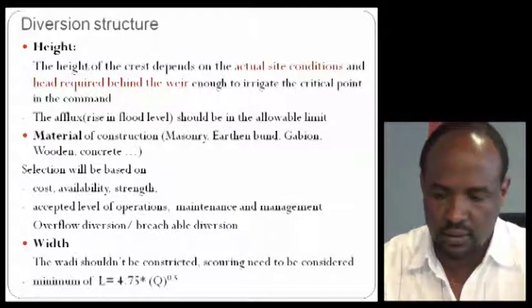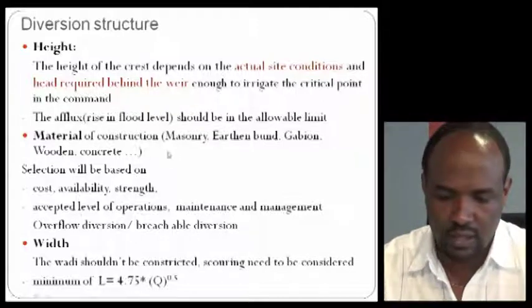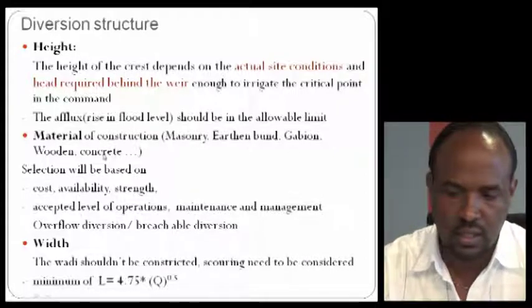And then the material of construction, whether it is masonry, earthen, bund, gabion, wooden, or concrete, still needs to be decided.